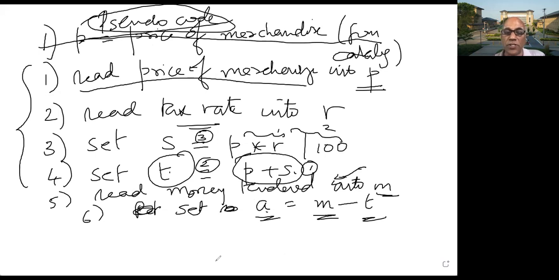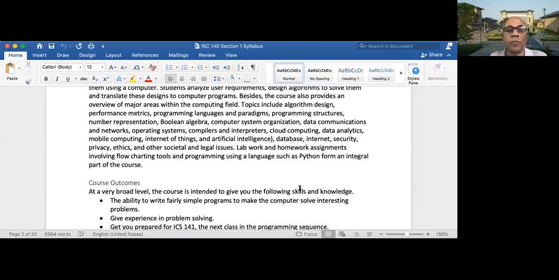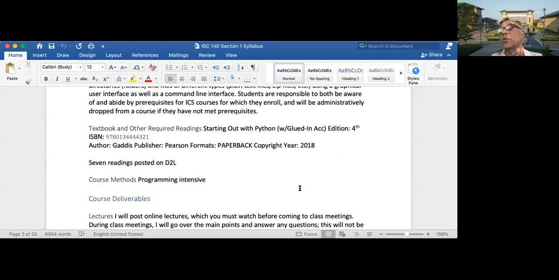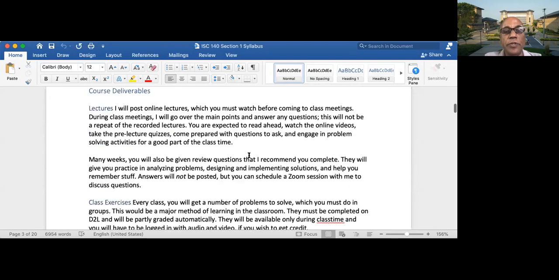Now let's go back to the syllabus. Okay. So I'm not going to read out all this, but what I want to say is that when you complete this, you will be able to solve pretty interesting problems, and you will be ready for the next class, which is ICS 141. The textbook for this one is written by Gaddis. You should purchase that book. All right.